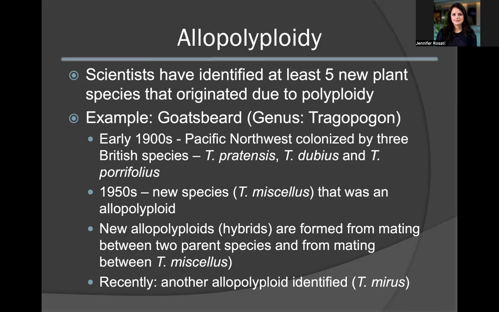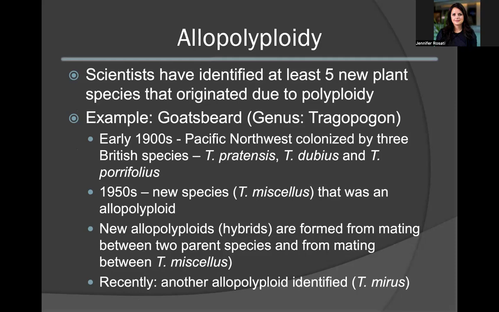A good example of this is exhibited in the genus Tragopogon, or goat's beard. At least 5 new plant species have originated due to polyploidy. In the early 1900s, 3 British species were brought to the Pacific Northwest. These included T. pratensis, T. dubius, and T. porrifolius. In the span of only 50 years, a new species had already developed, T. miscellus. It was also noted that this new species was considered to be allopolyploid.